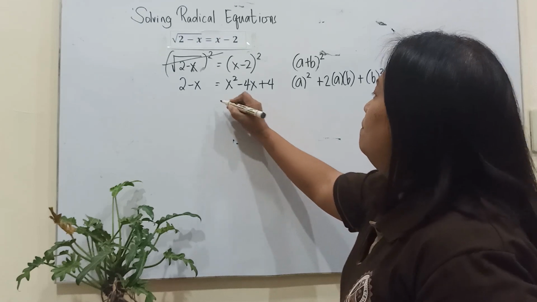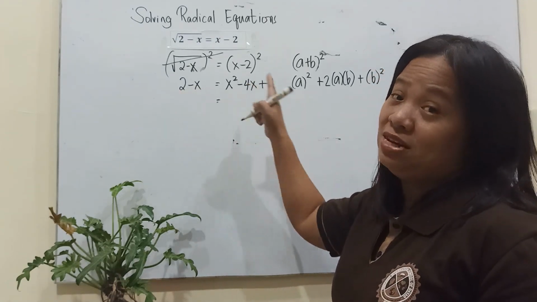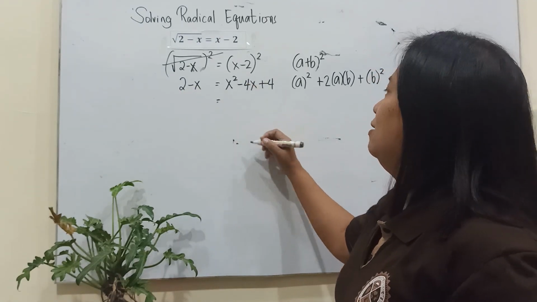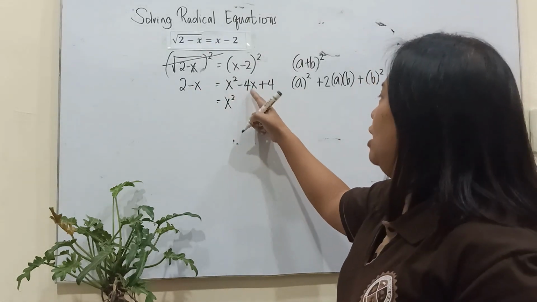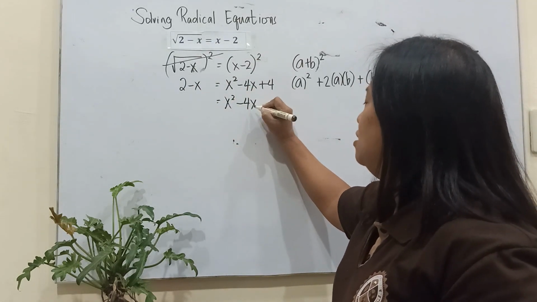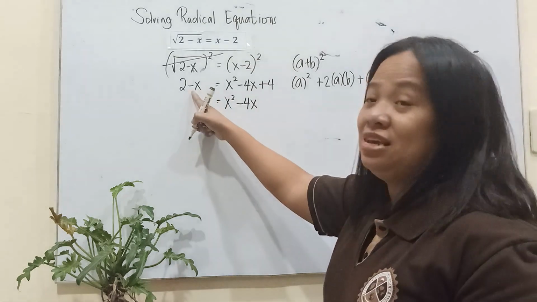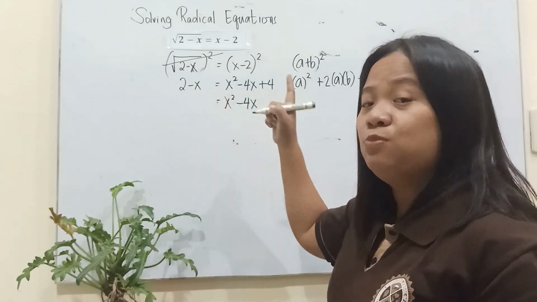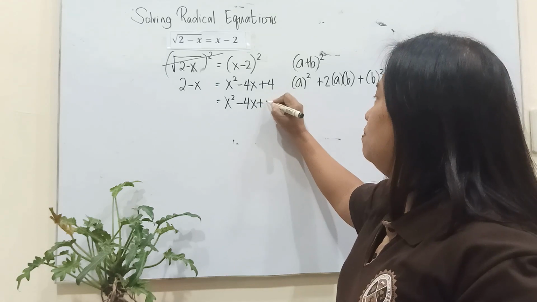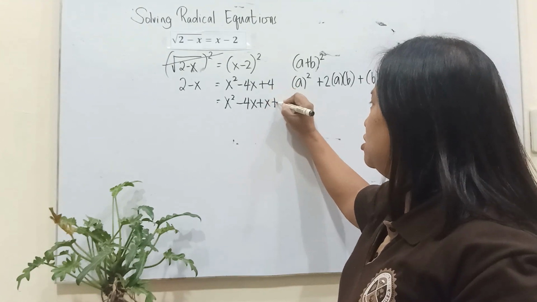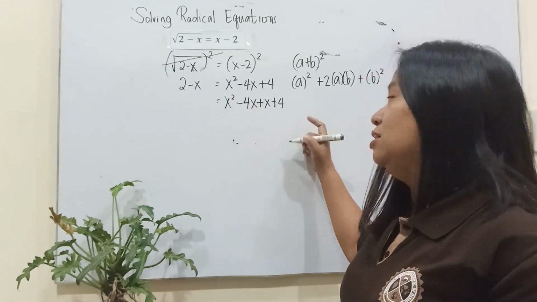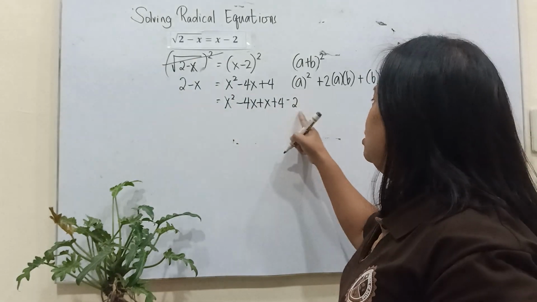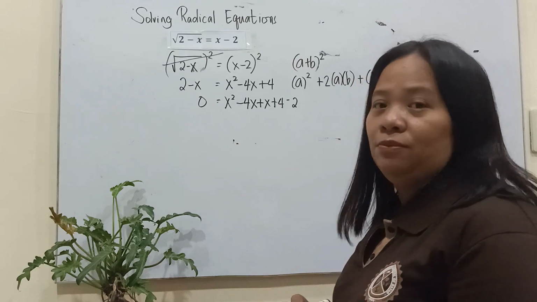Here, I will just transpose 2 minus x to the right side. So, x squared, there is no other x squared. I'll copy negative 4x. For the x term, there is x here, which is negative x. Transposed to the other side, it will become positive x. Then, copy positive 4. Positive 2, when transposed to the other side, it will become negative 2. Then, equate all of them to 0.